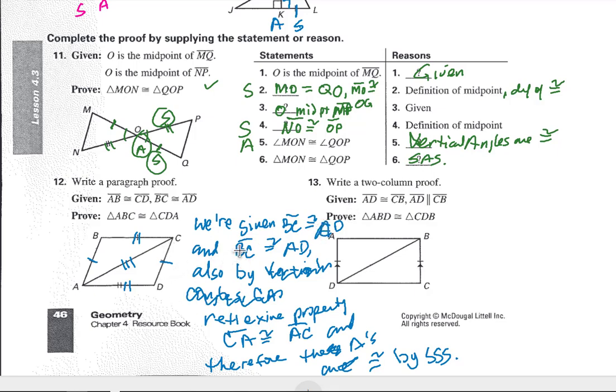Let's look at number 13, which is our 2-column proof. We're told that AD and BC are congruent, and also they're marked as parallel. So that's going to let us set up vertical angles. Angle ADB is going to be a vertical angle with angle CBD. That's going to give us 2 angles. By reflexive, we're going to have BD congruent to BD. And that should give us side angle side then, with the 2 congruent angles.